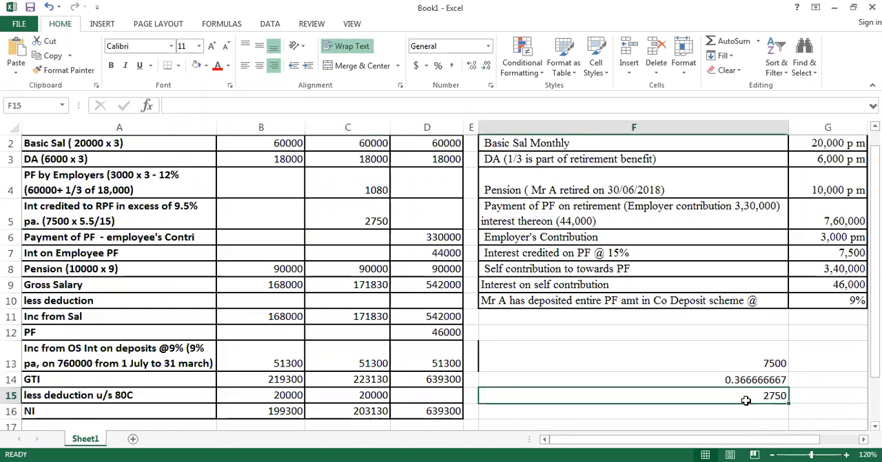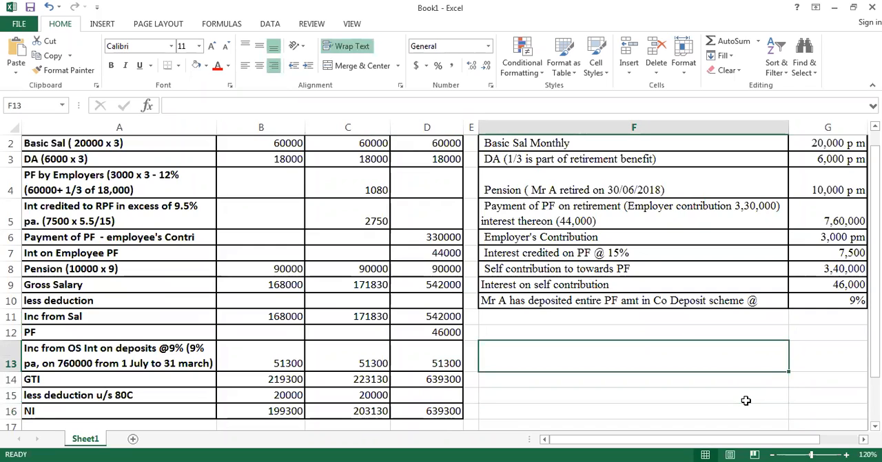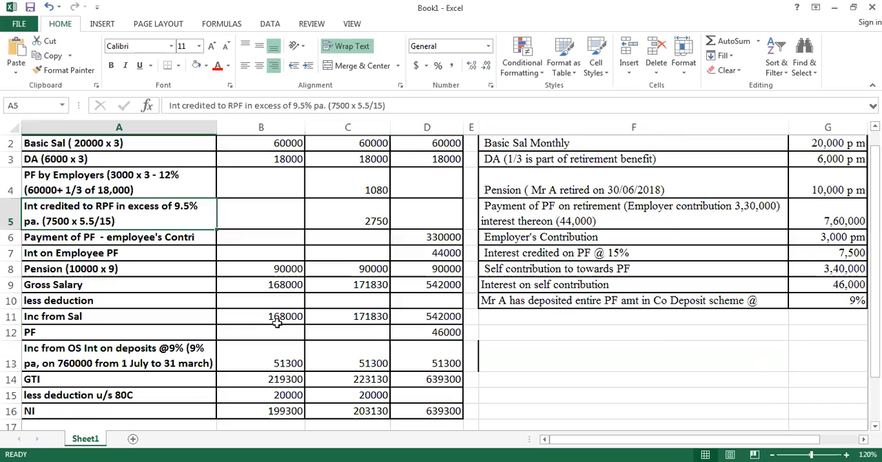If you are getting confused with all these things, the best thing is to solve it here itself. You will get the answer as to what is the amount of tax that is going to be paid, what is the amount of PF that is to be taxed. Clear?